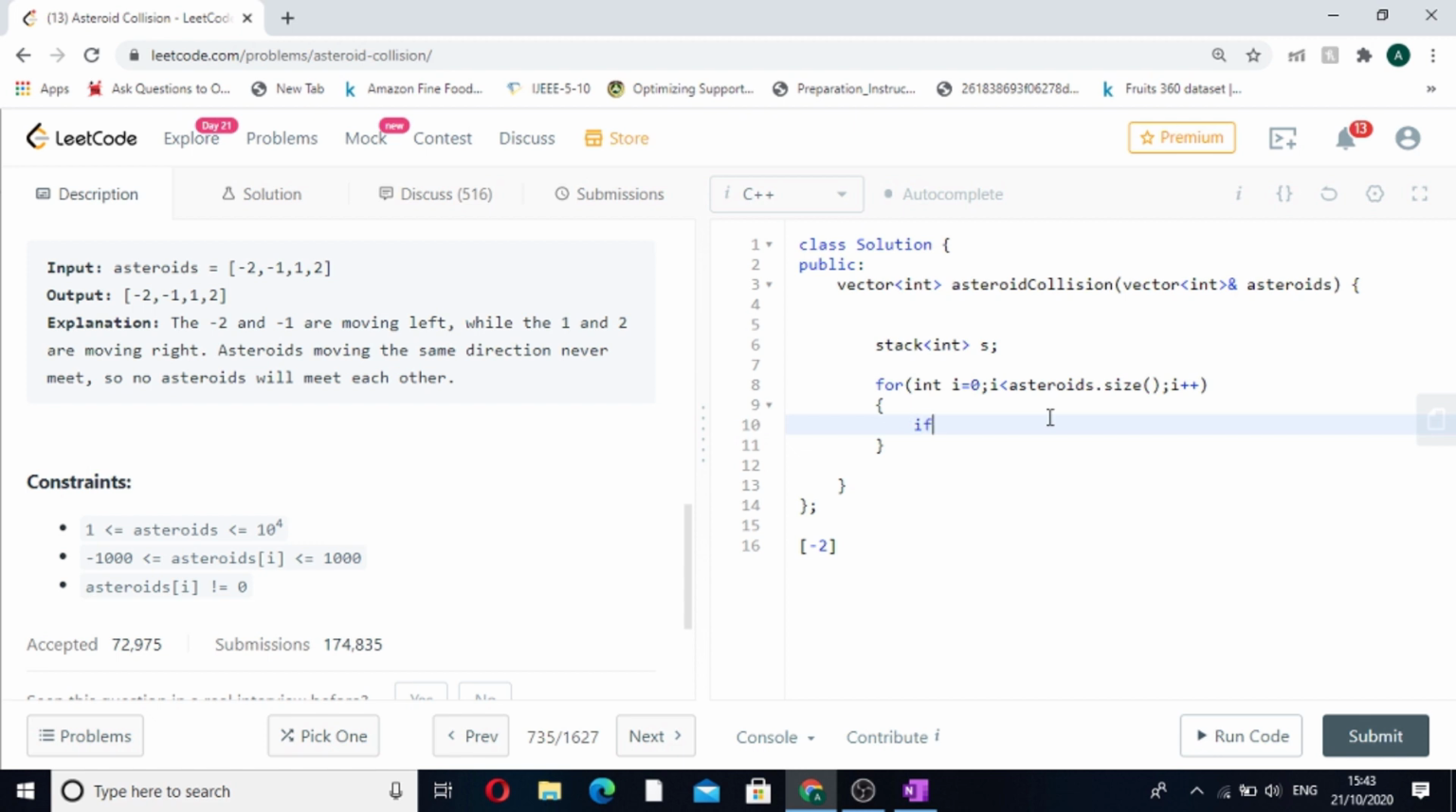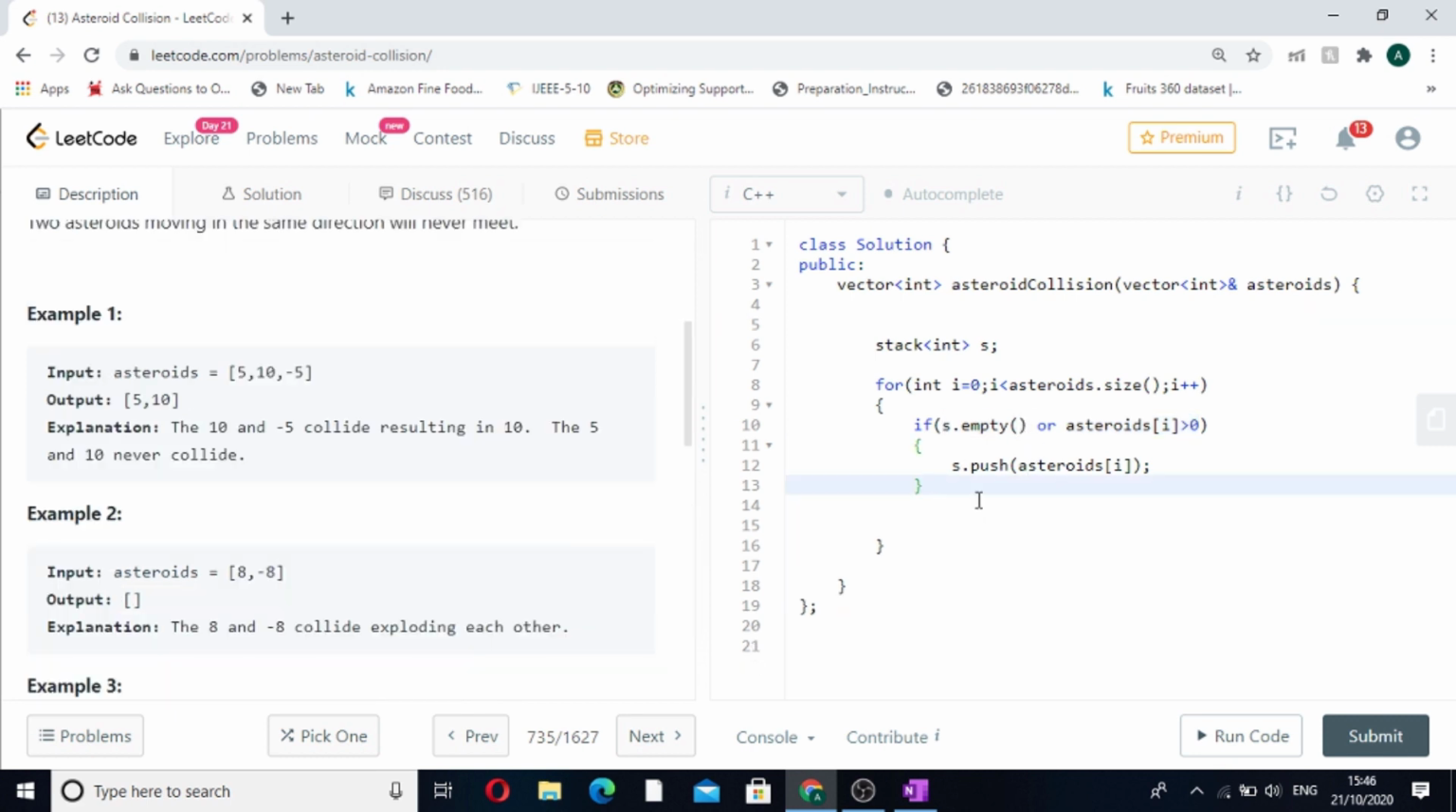So if our s dot empty, if our stack is empty, or if our asteroid I is greater than 0, it means that it is positive. What we will do, we will simply s dot push asteroid I. This was a simple case. When our asteroid is positive and when our stack is empty, we will simply push our asteroid in it.